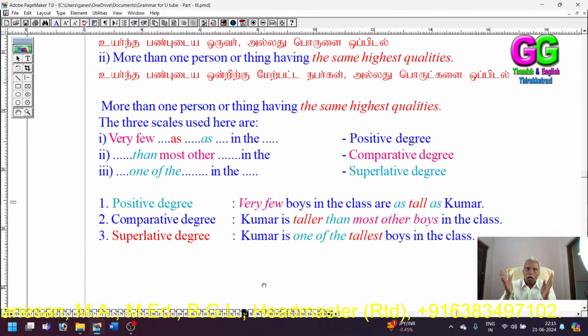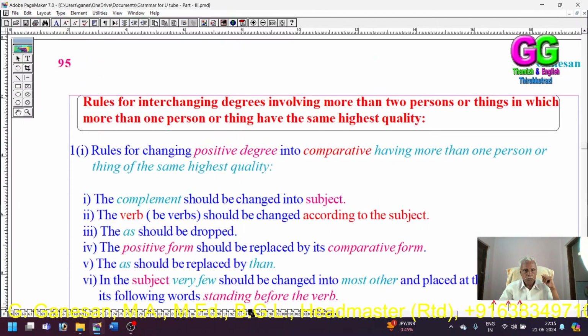Now let us see how to convert from positive into comparative and superlative, and likewise comparative to positive and superlative, and from superlative to positive and comparative. Now see these three things. Let us see. The rules for comparing are the rules for interchanging degrees involving more than two persons or things in which more than one person or thing have the same highest quality.